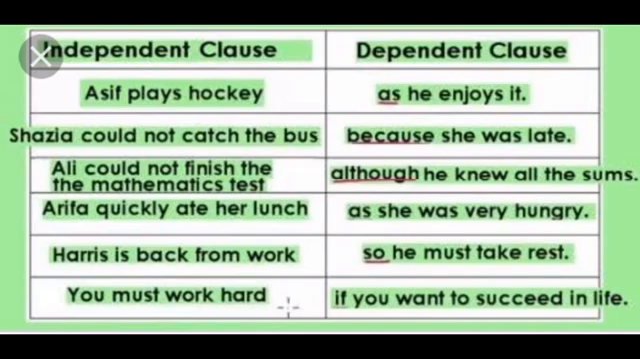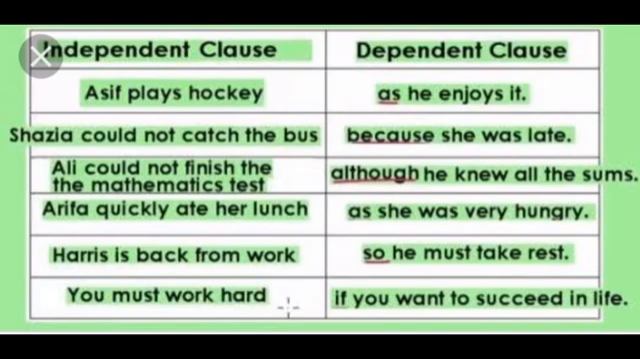Now let's see how independent and dependent clauses are connected in some sentences. Look at the examples given here. The first one, as he plays hockey, as he enjoys it. In this sentence, the first part is known as the independent clause, the second part is known as the dependent clause. Both the clauses have their own subject and predicate, but only the independent clause is meaningful in itself and can stand alone. The dependent clause, even though there is a subject and predicate, is not meaningful in itself. It needs the help of the independent clause.